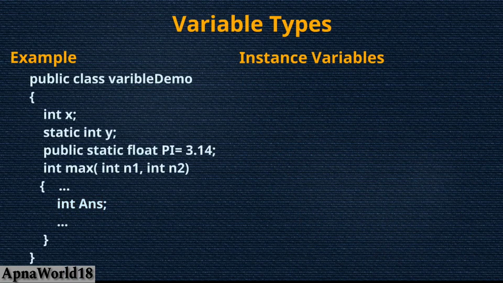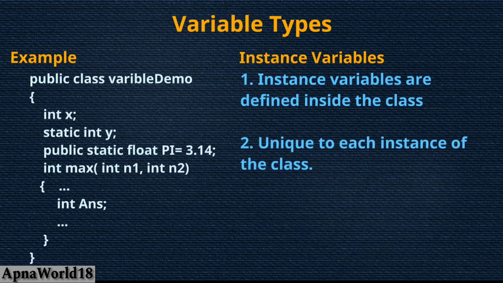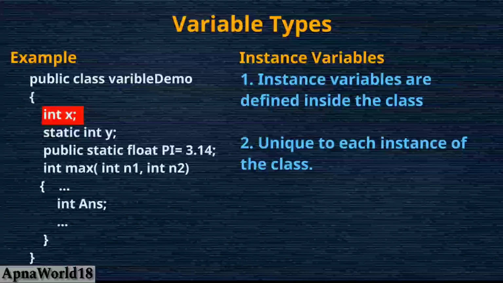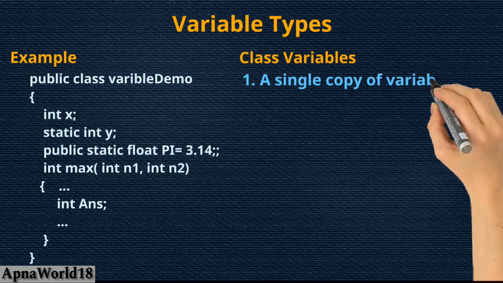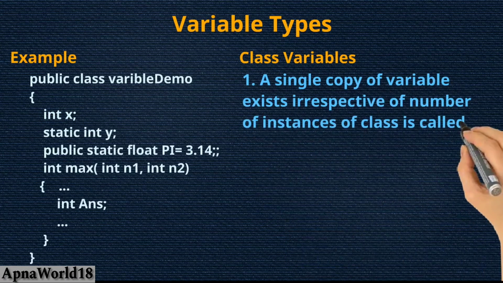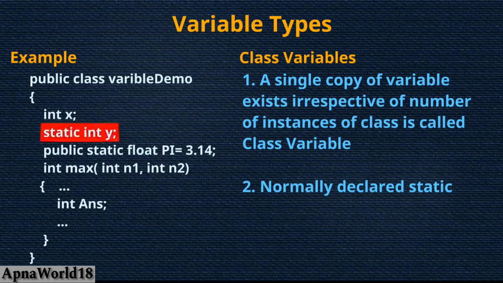Instance variables are defined inside the class and their value is unique to each instance of the class. In this example, all the variables which are outside of the method in the class are called instance variables. When a single copy of a variable exists, irrespective of the number of instances of the class, it is called a class variable. It is normally declared static. The static variables over here are class variables.